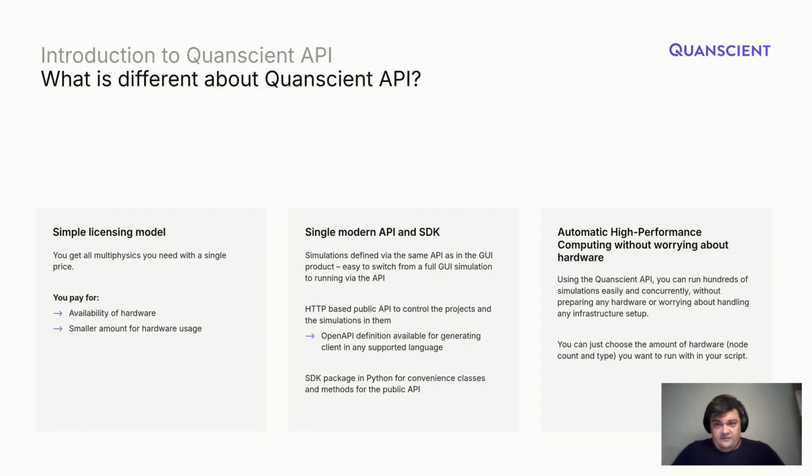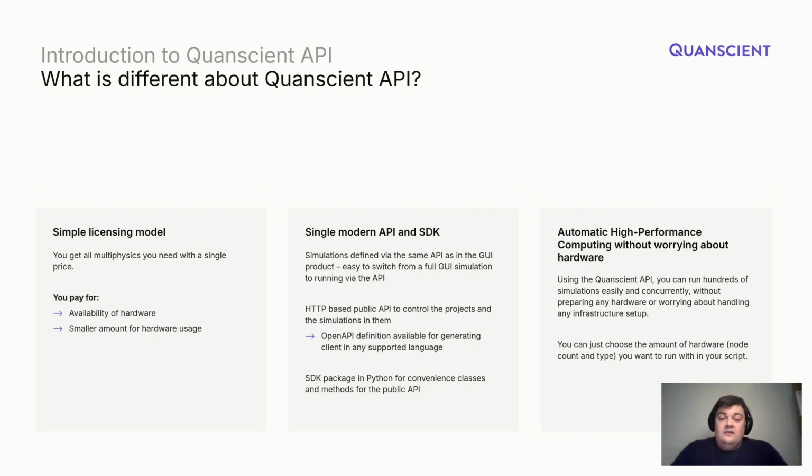So what is different about Quanscient API then? Well, first of all, our licensing model is very simple. You pay for the availability of the software and the hardware. So we give you access to a certain number of cores that are always available to you. And then there is a smaller amount for the hardware usage, the actual core hours spent. But no user-based licensing, no hardware limitations except the core limit, and you can always get more.